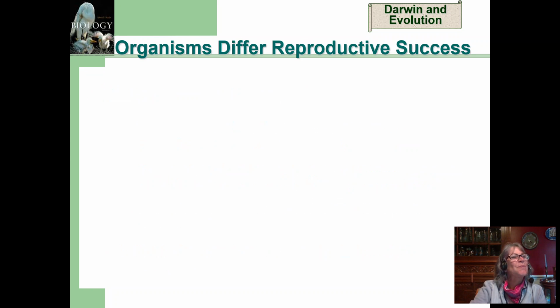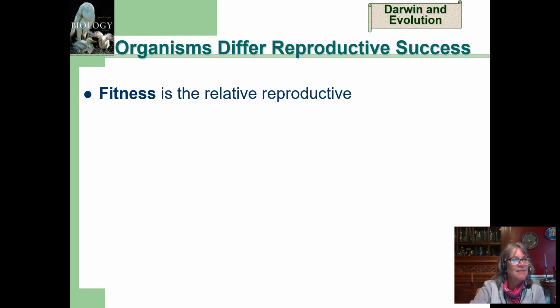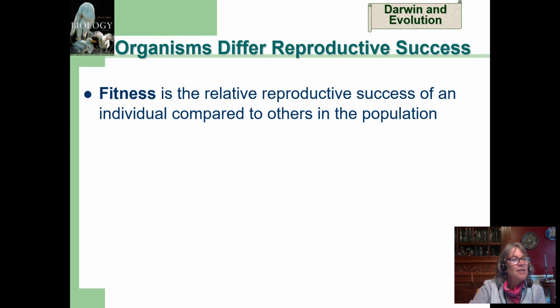Sorry about that. Organisms have different reproductive success, individuals within a population. When we talk about survival of the fittest, fittest is the relative reproductive success of an individual compared to others in the population. So survival of the fittest doesn't necessarily mean the strongest, the fastest. It means the one who survives to reproductive maturity and then is able to reproduce the most frequently.